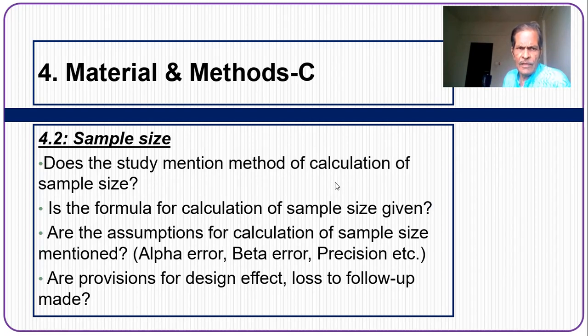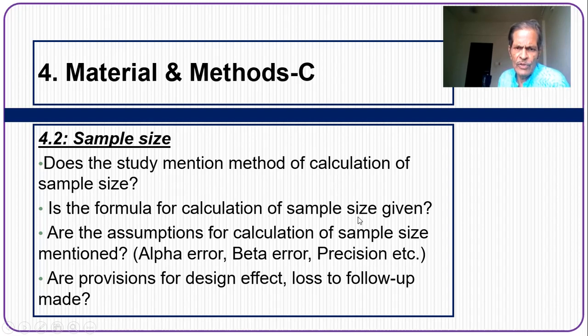The next part to be seen in the material and methods is the estimation of sample size. As we have said, if the study is based on a sample, there are two components. One is the sampling method and another is the sample size estimation. So does the study mention the method of calculation of the sample size? Many times the studies mention that 50 participants were selected. But where this number 50 came from in the mind of the investigator or the author, that must be mentioned, and how this figure of 50 was arrived at.